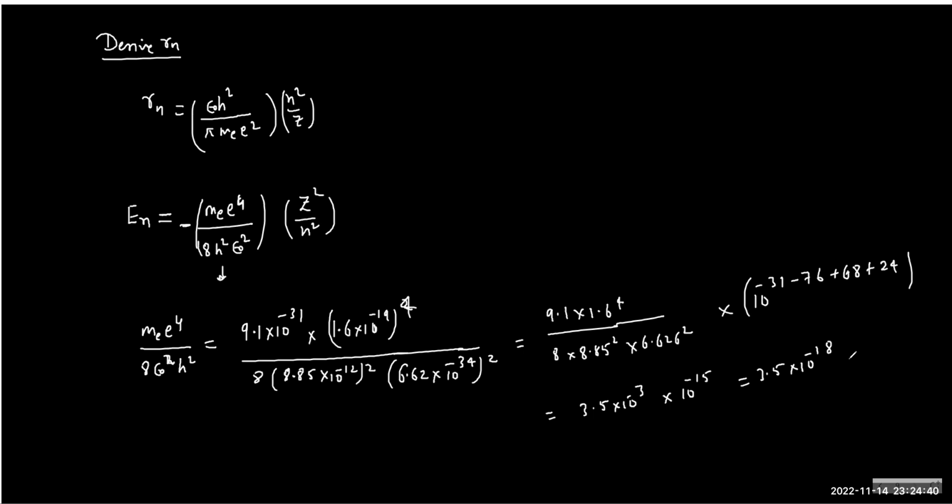It must be in which unit? Joules. But in which unit do we represent the answer? eV, electron volt. So how to get electron volt? Divide by 1.6 into 10 power minus 19, the e value. If you divide by 1.6 into 10 power minus 19, you will get eV, correct? And how much is that? 35 by 1.6. How much?